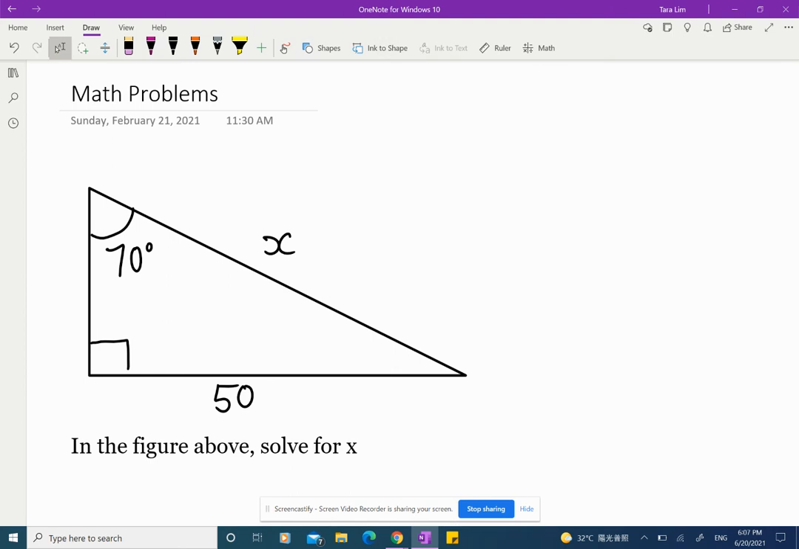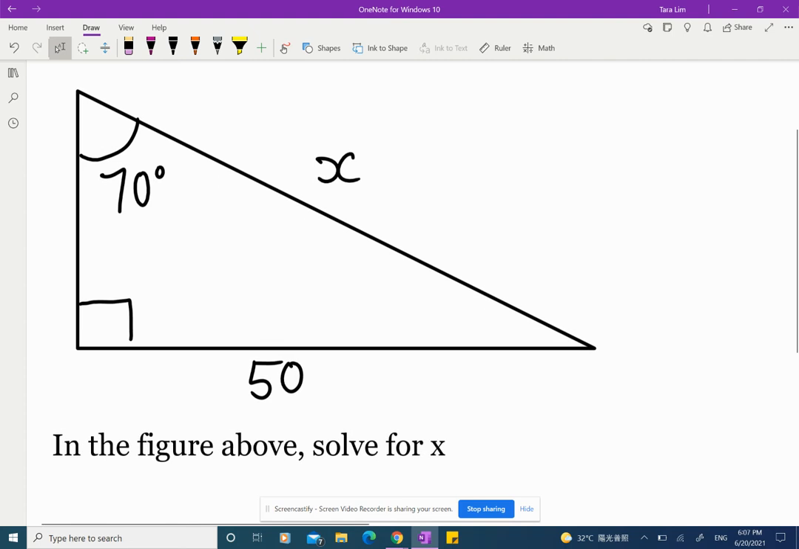Figure above, solve for x. So here we can see that in this diagram, you may be thinking it's really complicated. Why are there angles and lengths? So how do we solve for x?